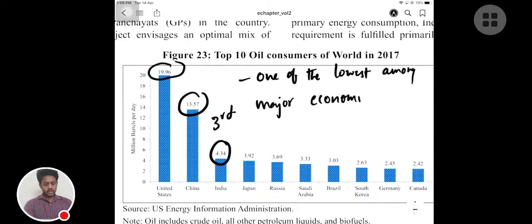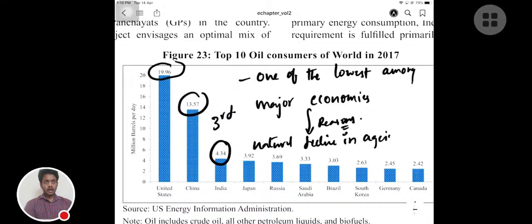One of the lowest in the major economies. And why is this happening? We can attribute the reasons. The first one is natural decline in aging and matured fields, which means the oil fields which have already been identified.